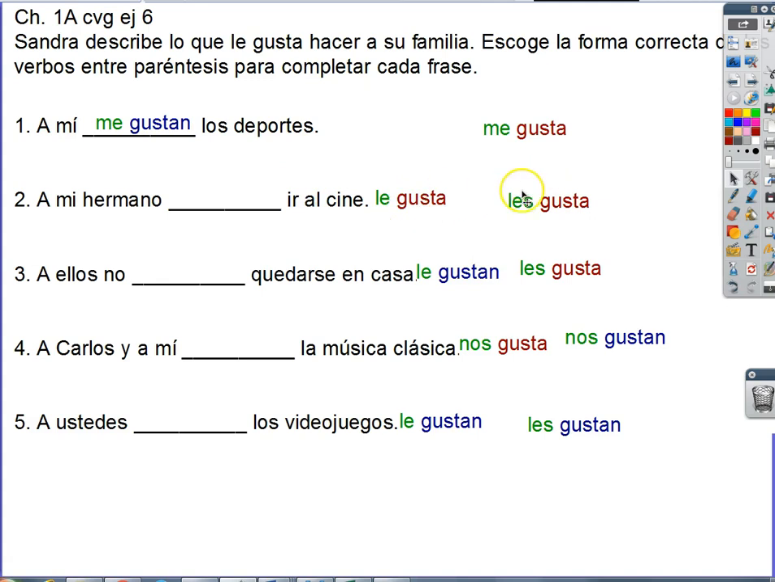So now I have to decide le or les. Well, you decide on your IOP based on your person. Going to the movies is pleasing to him. Just one person, so le gusta.